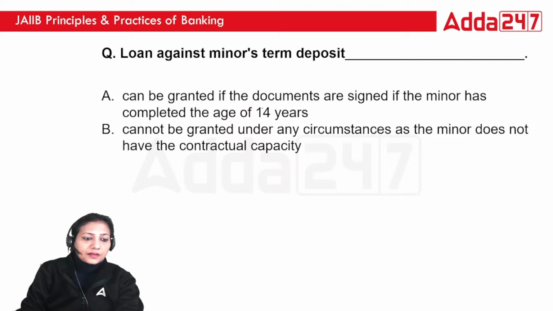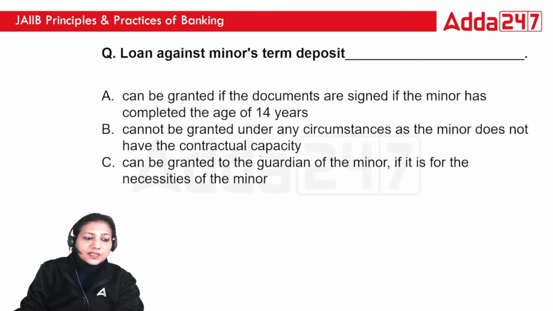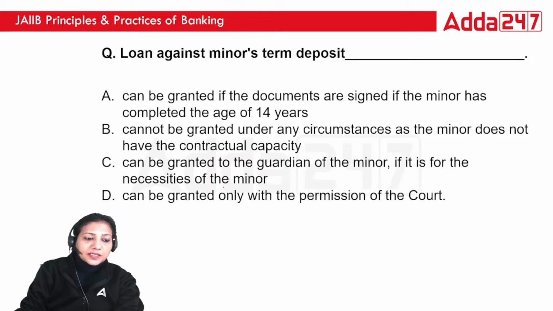Loan against minor's term deposit can be granted if documents are signed if the minor has completed the age of 14 years. Cannot be granted under any circumstances as the minor does not have the contractual capacity. Can be granted to the guardian of the minor if it is for the necessities of the minor. Can be granted only with the permission of the court.